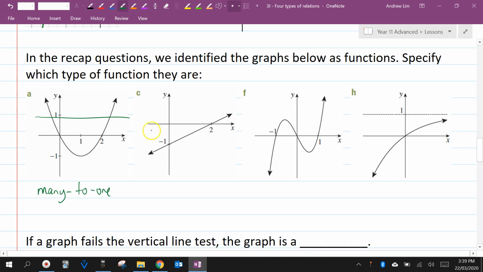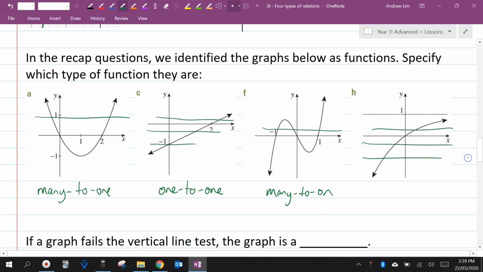C, anywhere we draw a horizontal line cuts it only once, so it's a one-to-one. Here, it cuts it 3 times, so it's a many-to-one. And here, anywhere we cut along the graph, it only cuts it once, so it's a one-to-one.